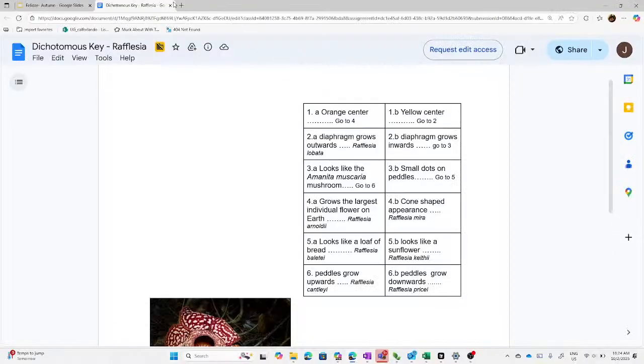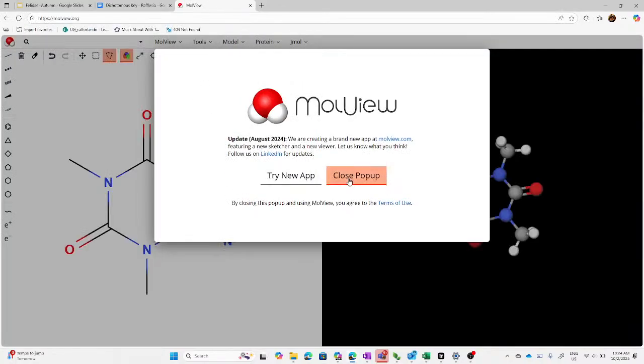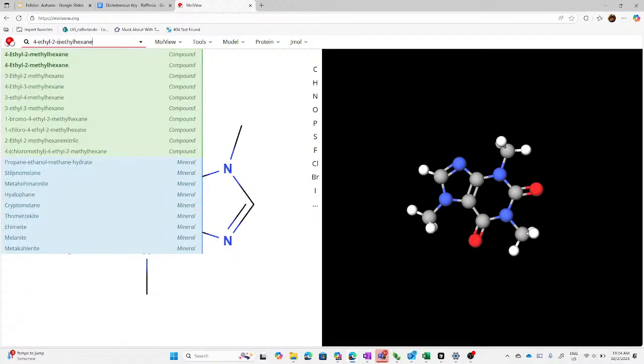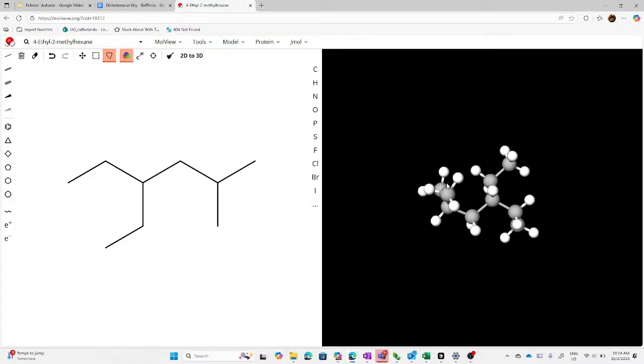If we go to my favorite place on earth, moleview.org, if we put this in and we say 4-ethyl 2-methyl hexane, it's not looking this up in a database necessarily. This one actually is showing me that it is in the database, but sometimes you'll type something in that isn't in the database and it will still draw it for you because it can just read the name and follow the rules. So look here, 4-ethyl 2-methyl hexane, there's our molecule.